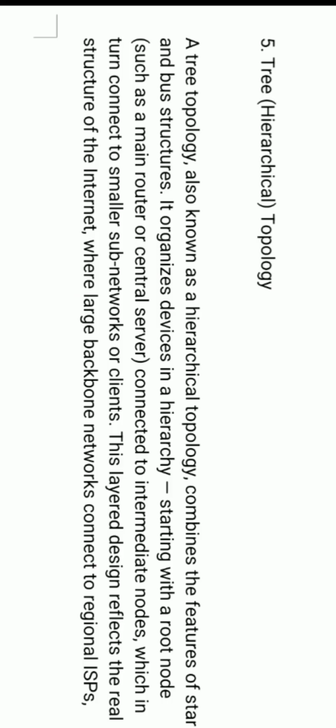How does tree topology work? At the very top, there is one main device called the root node, like a main router or a central server. Below that, several intermediate nodes are connected. They act like middle level routers. At the last level, the end devices or clients are connected. It is basically a combination of a star topology and bus topology. Devices are arranged in layers just like branches of a tree.